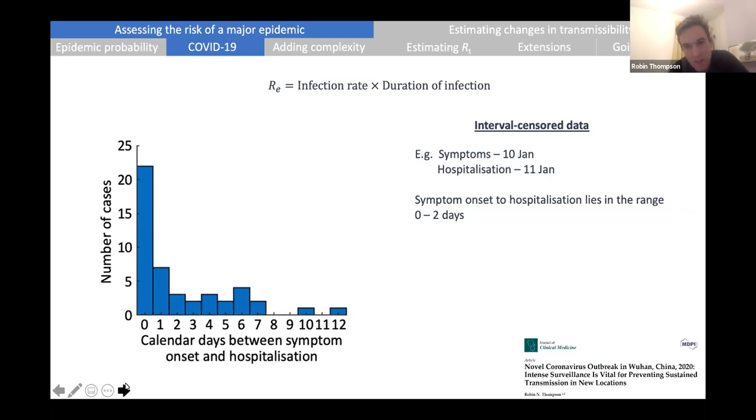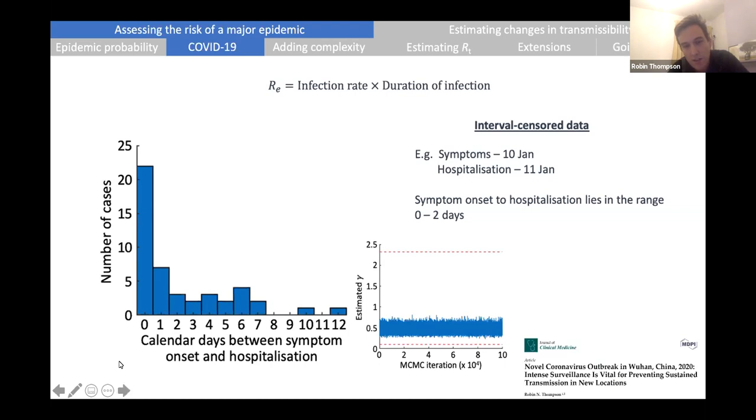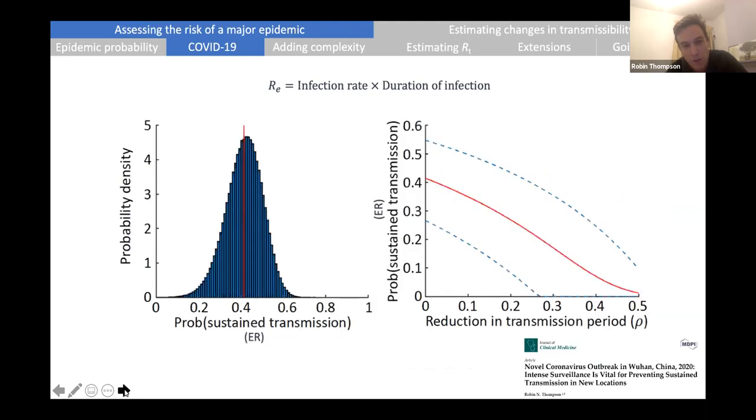So anyway, what we did is we took this interval censored data. We then fitted the parameters of a branching process model using those data. So for example, we estimated the rate at which symptomatic individuals were hospitalized. And we did that using data augmentation Markov chain Monte Carlo applied to data that looks like this. So in other words, symptom onset to hospitalization period for one of the patients being 0 to 2 days. We have similar data for a few more patients. So then we estimated the parameters of the model, and then we used exactly the same framework that I referred to a bit earlier on to estimate the probability, if the virus is introduced to another country, that what follows is a major epidemic in that other country driven by sustained person-to-person transmission.